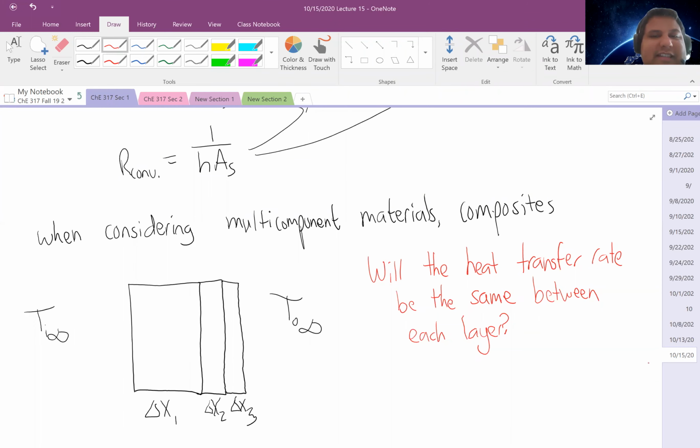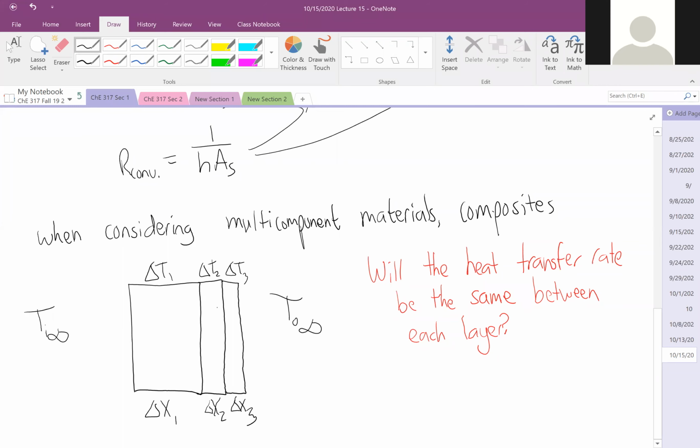Okay, you bring some interesting points. So yeah, you're interested in, well, what's the delta T? Are they going to be the same or different? What about the surface area? The way I've drawn it, the surface area will be the same. Anybody want to help him out? How about Mitch? What are you thinking?